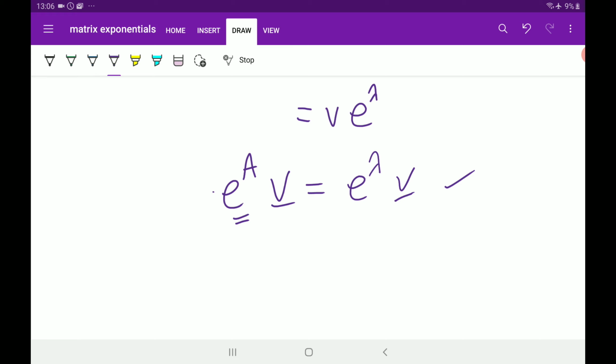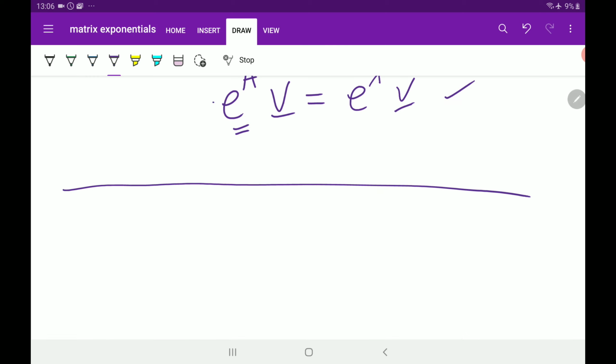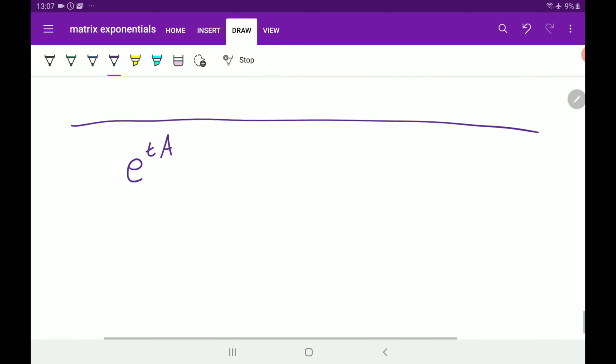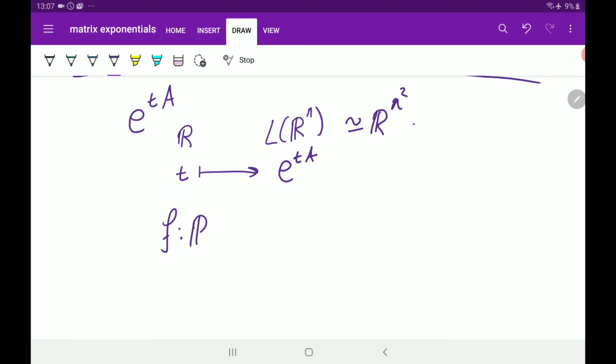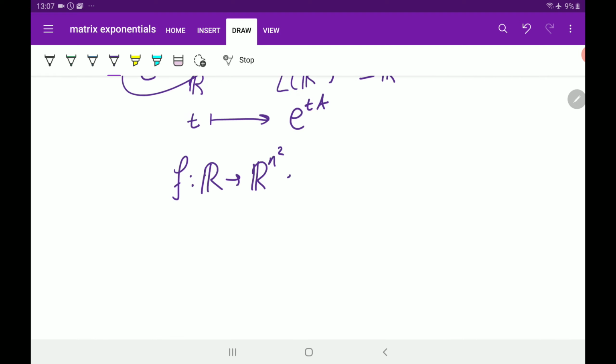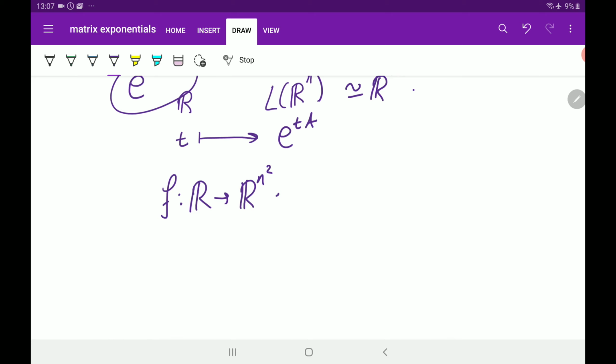Okay, so let's look at the function e to the tA, right? This is a function that sends t, which is a real value, to an element of m by n matrices, or linear maps. So e to the tA. And we can identify this with R to the n squared. So really this is just a map from R to R^(n squared), right? So we can talk about derivatives easily.